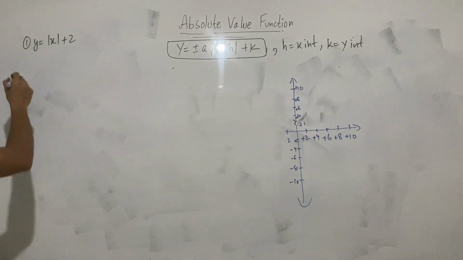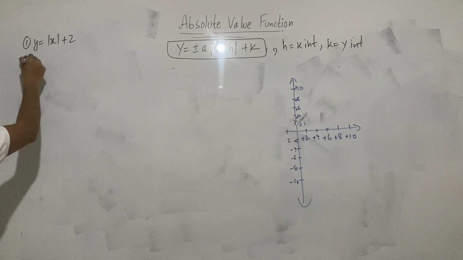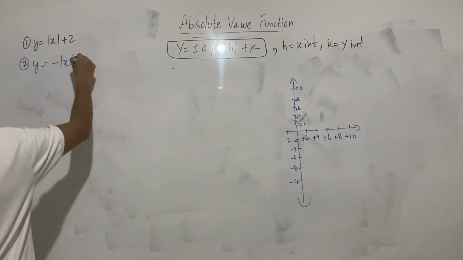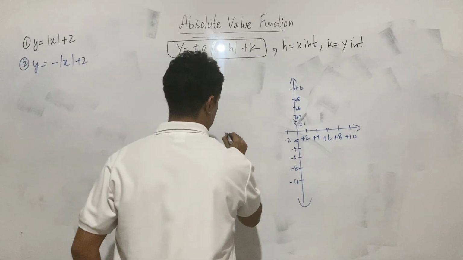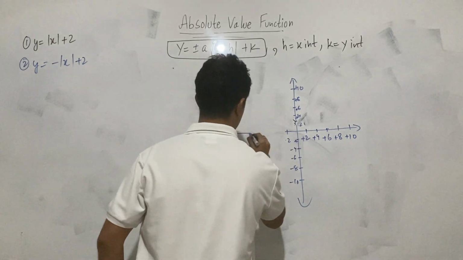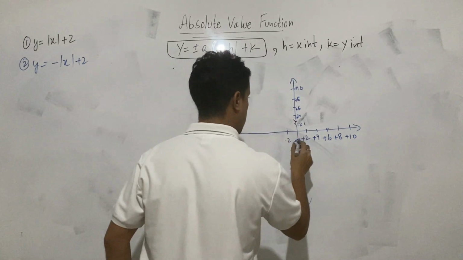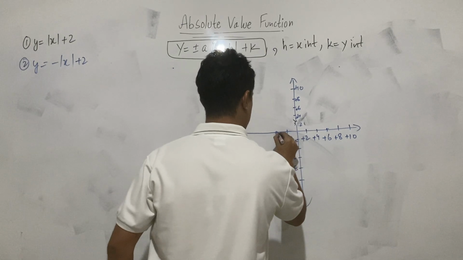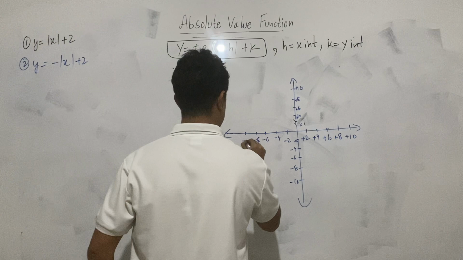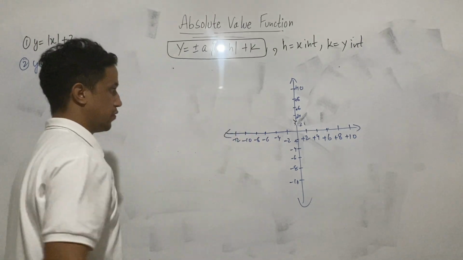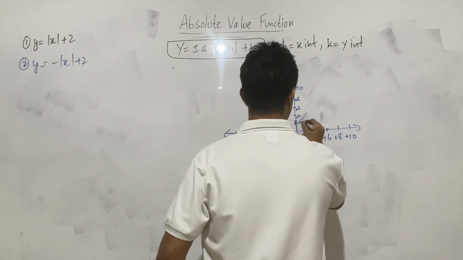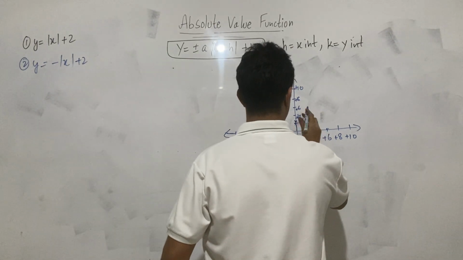Okay, this time I will take y equals negative absolute function x plus 2. Okay, this one, 2, minus 4, minus 6, minus 8, minus 10, minus 12. And here we have plus 2.